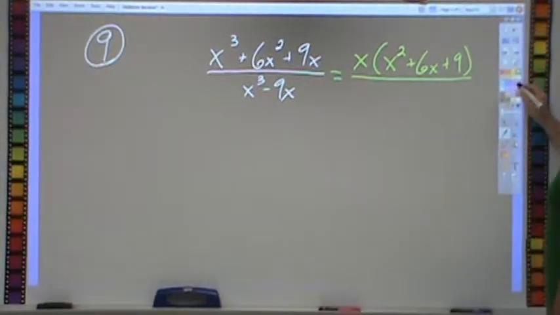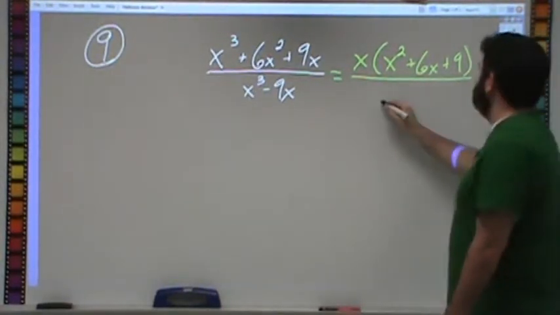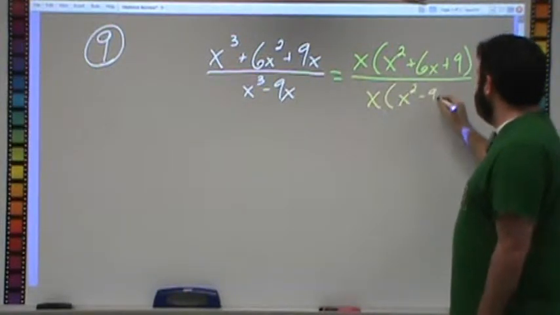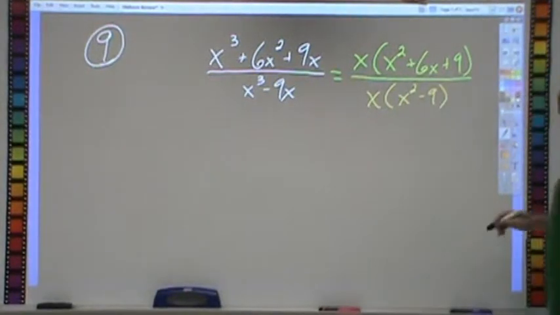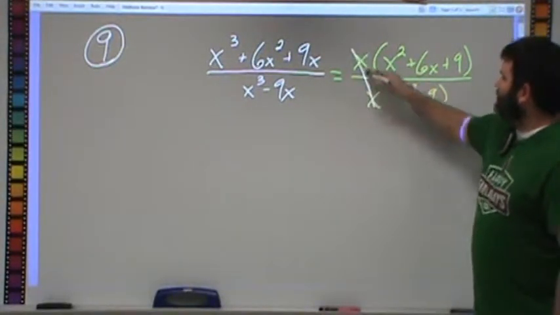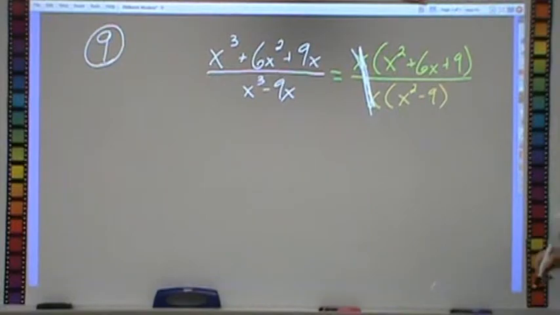On the bottom, again, no number, but I can still take an x out. Take an x out, that leaves an x squared minus 9. Now I'm going to go ahead and tell you, you notice you have an x on both top and bottom all by themselves. Those will cancel. So I can now ignore those.